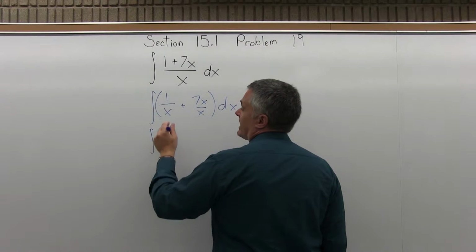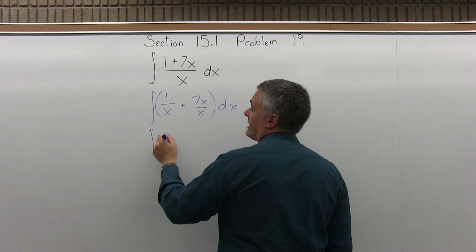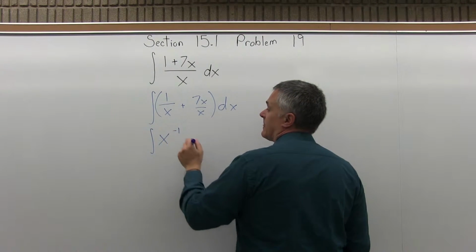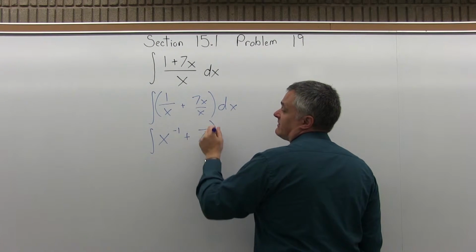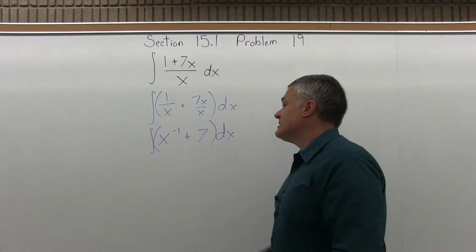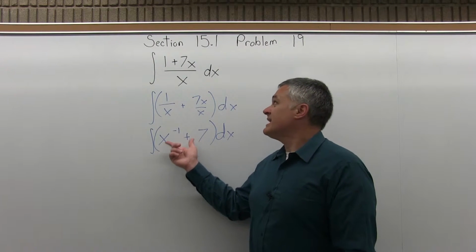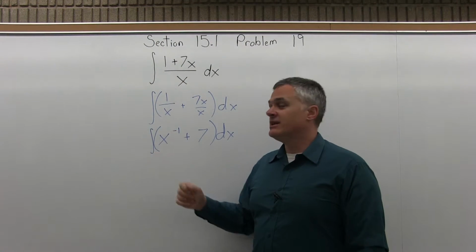Now I can reduce each one. The 1 over x, again my goal is not to have a variable in the denominator, I'll write that as x to the minus 1. And the 7x over x, I can just cancel the x's and have 7. So now this is the integral that I need to solve. It's the same as what was written originally, but in a different form, a form that I can deal with now.